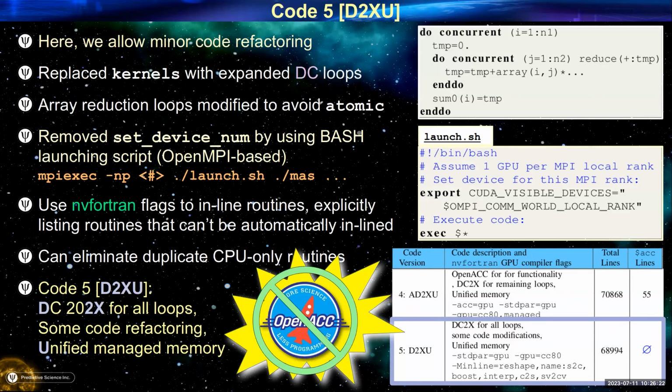If you see the compile line here on the bottom right, you can see where the inlining function call is there. But basically, we're just using standard par equals GPU. There's no more OpenACC at all. The number of lines of code have gone down to 69,000 lines. And this is just now a pure Fortran code.